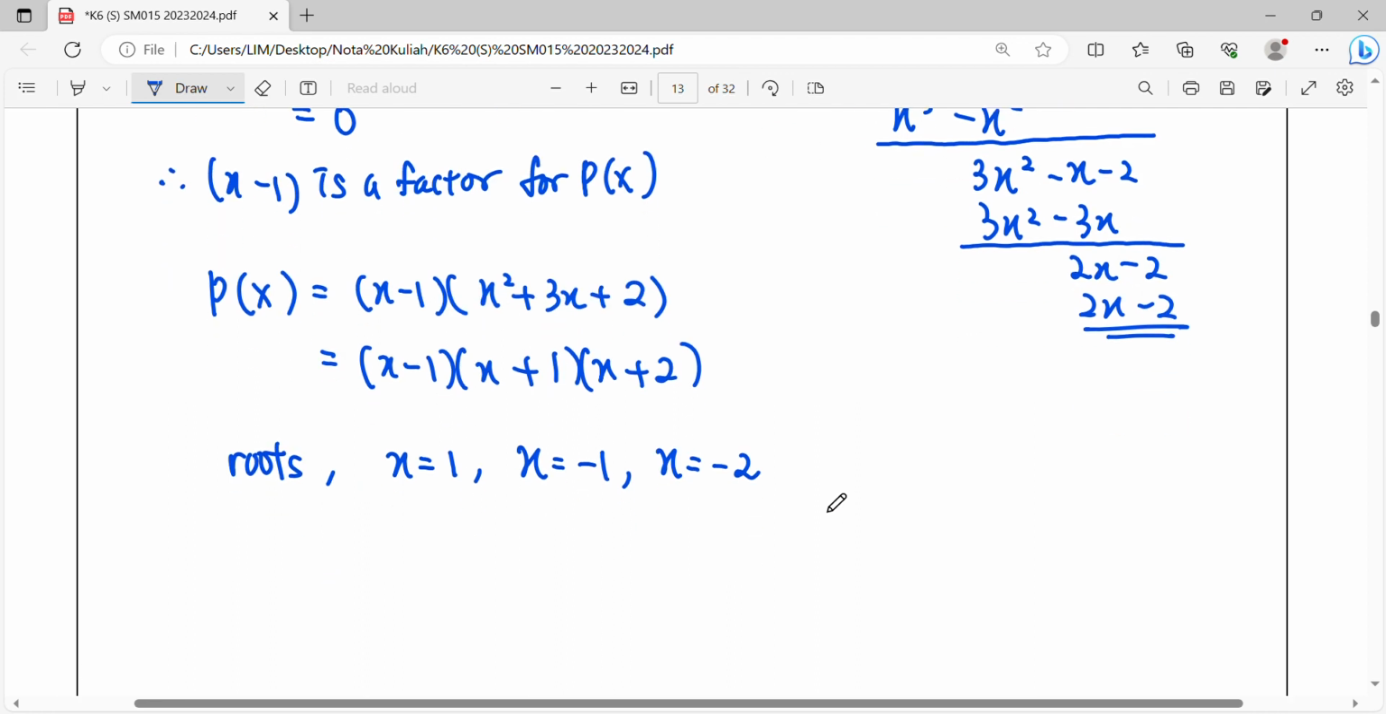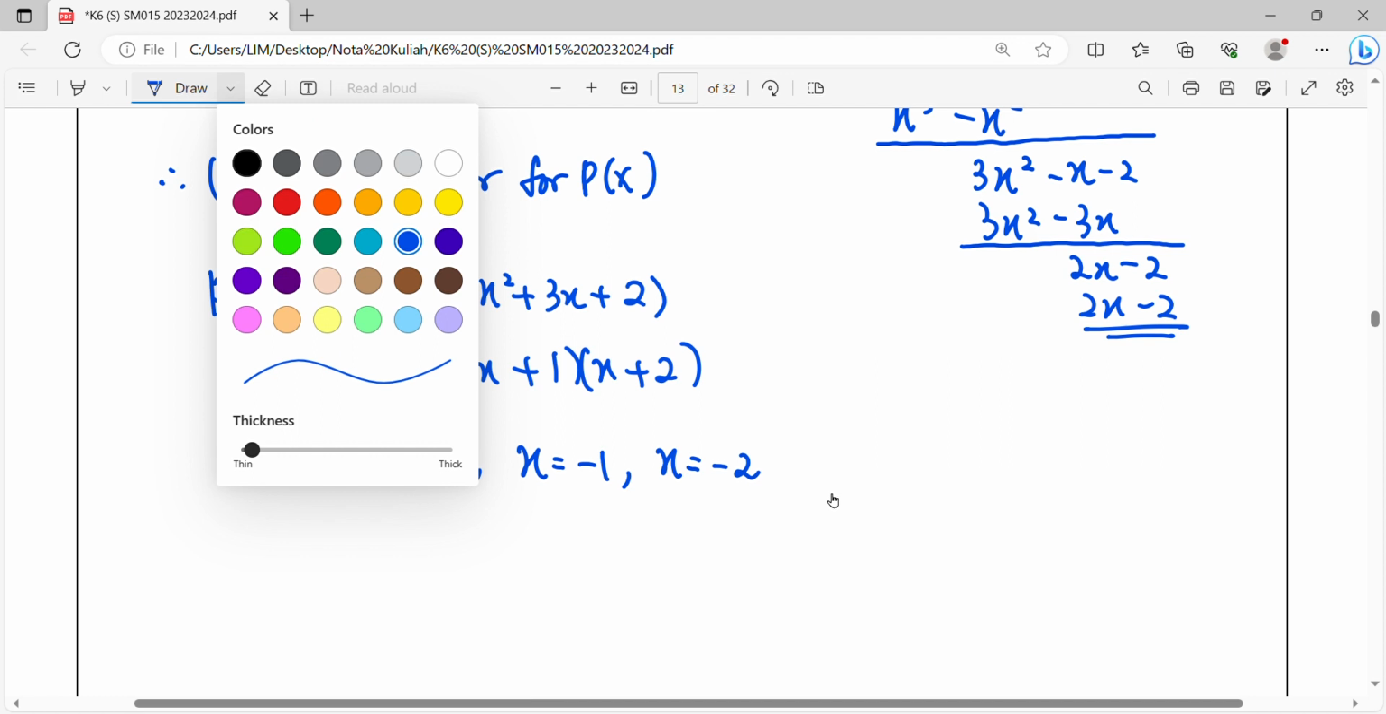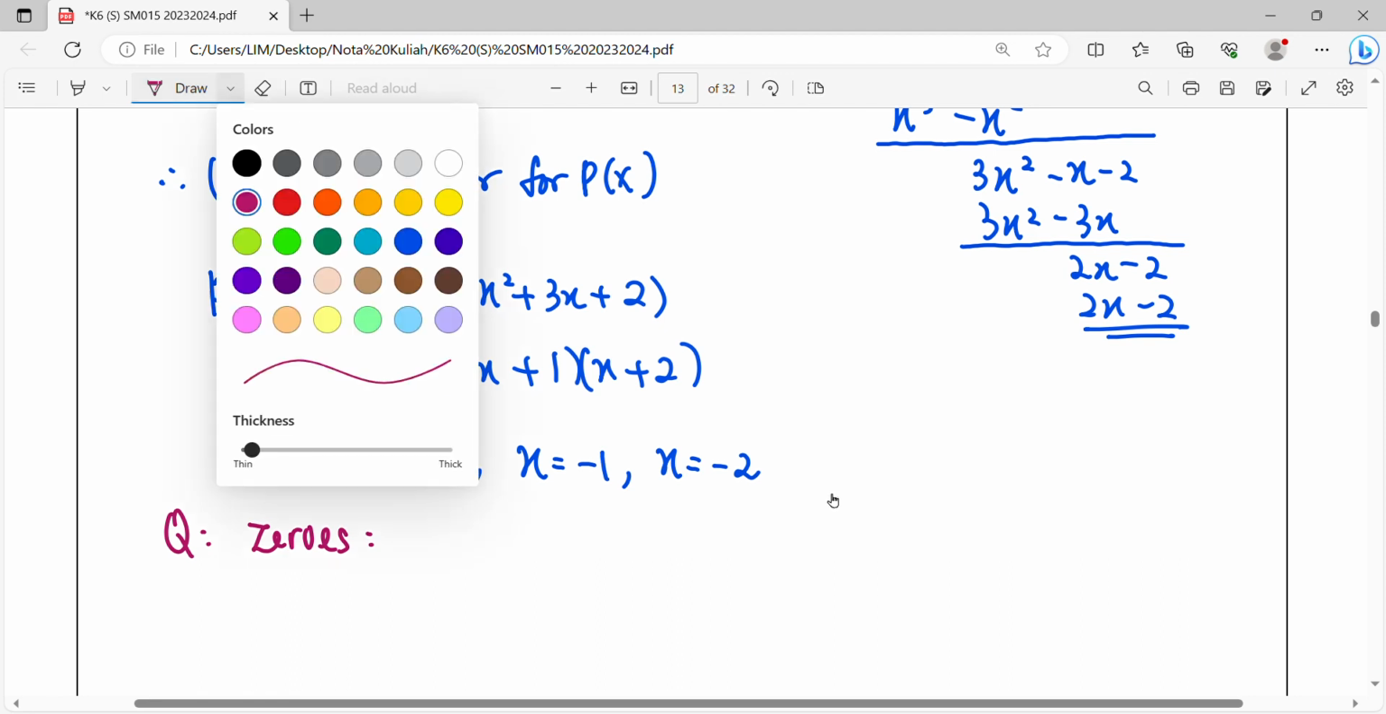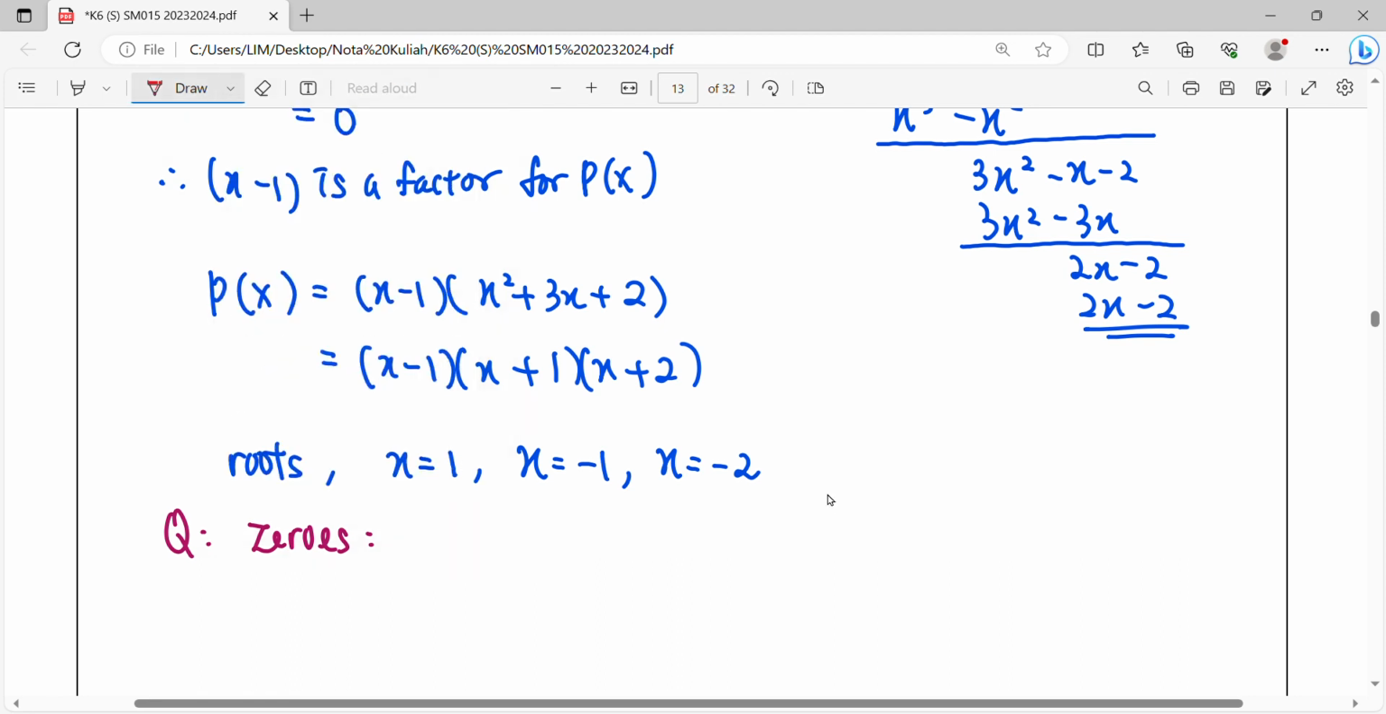So in addition, I can add on these questions. I can ask, what are your zeros? The additional question here. So to answer this, what are our zeros? So our zeros are 1, negative 1, negative 2. So that is the difference between roots and zeros. Roots, we write it x equals something. Zeros, we just write out the value.